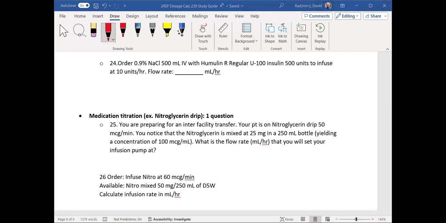And those of you that have already answered 25, go ahead and do 26, where I've changed it to 60 micrograms per minute, and they want you to convert that to milliliters per hour. So go ahead and try that one, and then I'm going to explain 25 here. So if you're wondering what you would get for 25, your answer would be 30 mL per hour.